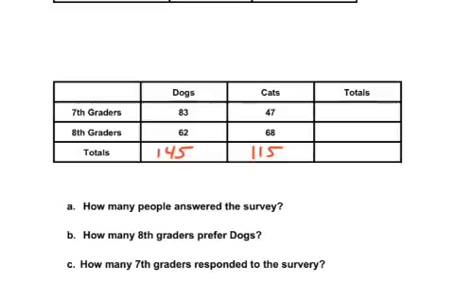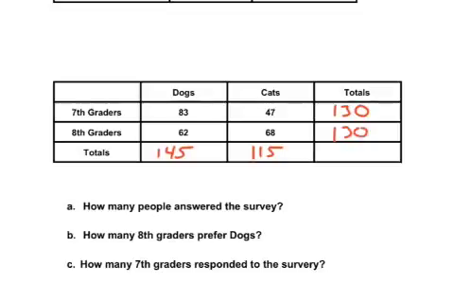Okay, now moving across, let's go ahead and do the 7th graders. Add up 83 plus 47, Victoria. And you get 130. 130. 8th graders, when you take 62 plus 68 going across. You also get 130. 130. Now, here's what's important. To make sure that you did it right, what you're going to do is you're going to add up the bottom rows.